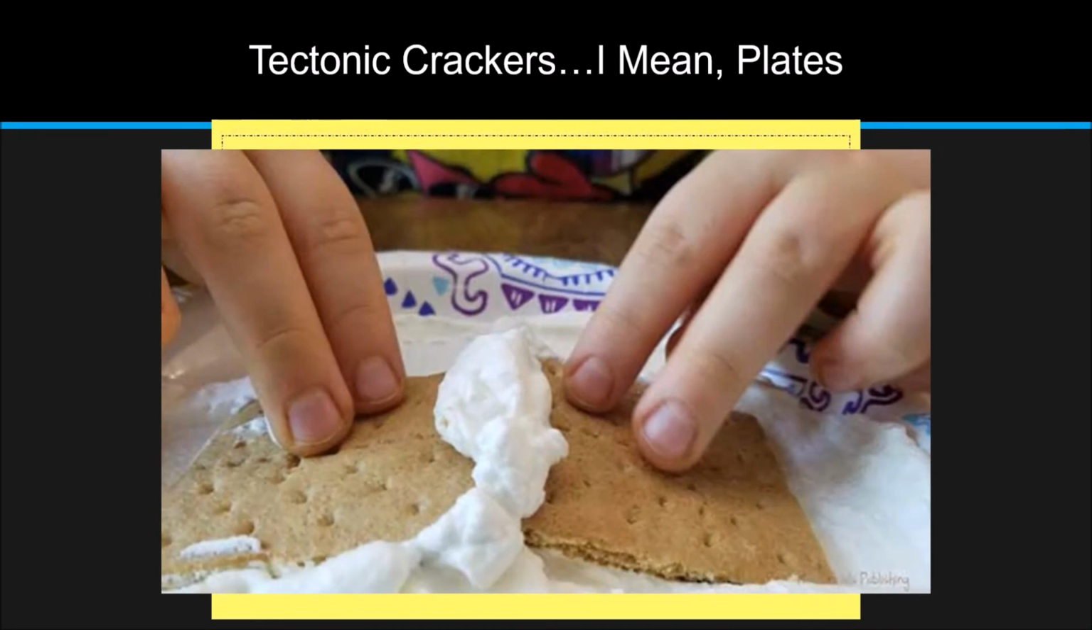But we can use crackers to pretend that they're the tectonic plates. So we have here some graham crackers on top of some whipped topping, some kind of whipped cream, so that you could hold the crackers and slide around the whipped cream the way that the tectonic plates would slide. Apart, divergent, together, convergent, or sliding backwards and forwards to be a transform plate.